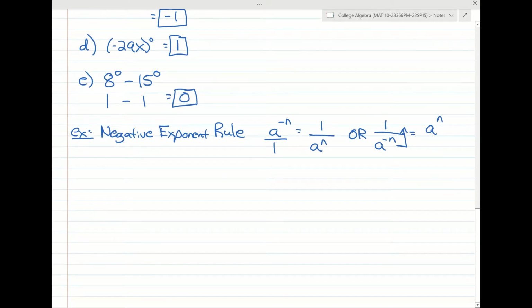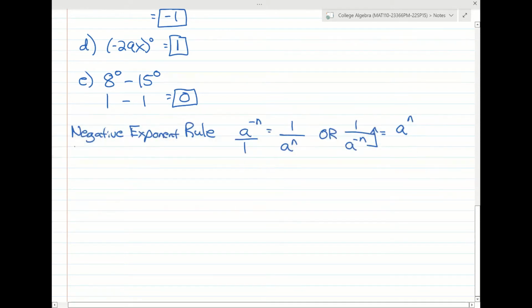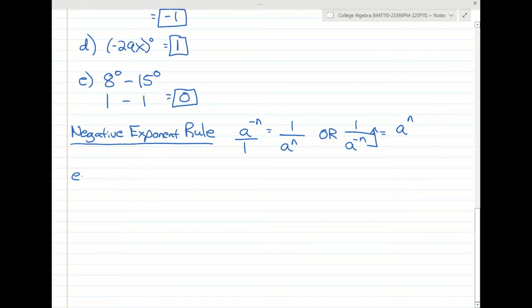Let's go through some of these examples. Again, we'll just be simplifying. Let's say 6 to the -5th. If you were to type that into your calculator, you'd get a decimal. But what we want is to write this as 1 over 6 to the 5th. That's a good enough answer. Just leave that alone.